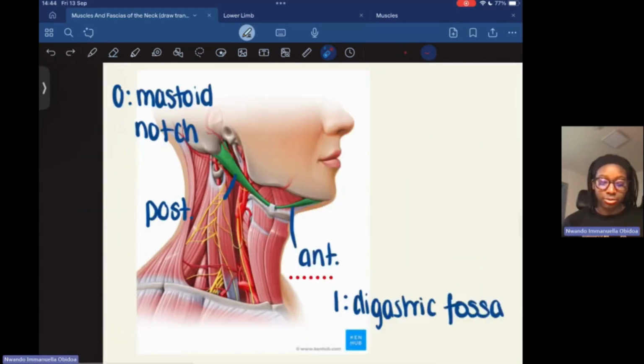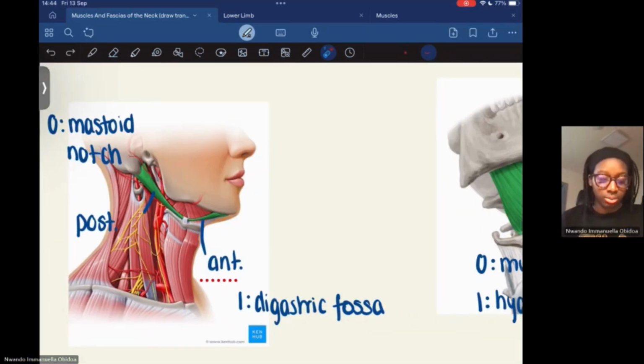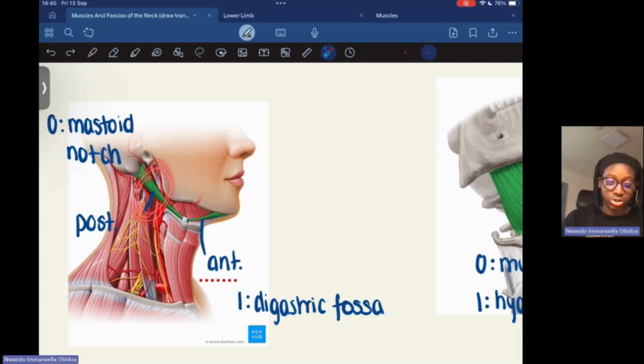And here we have your digastric muscle. So the digastric posterior branch will come from your mastoid notch and insert on the hyoid bone. And the anterior will come from the hyoid bone to your digastric fossa, which is found on your mandible. The two bellies of the muscle are attached by a tendon which connects it to the hyoid bone. So this is why the posterior is facial nerve and the anterior is mylohyoid nerve.